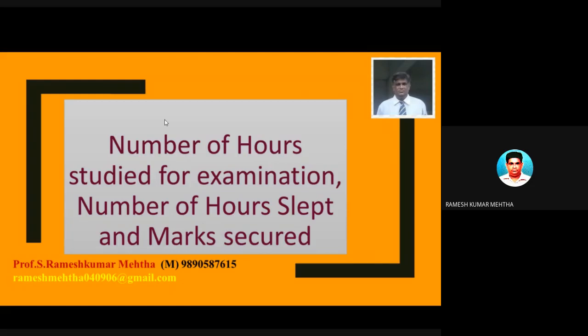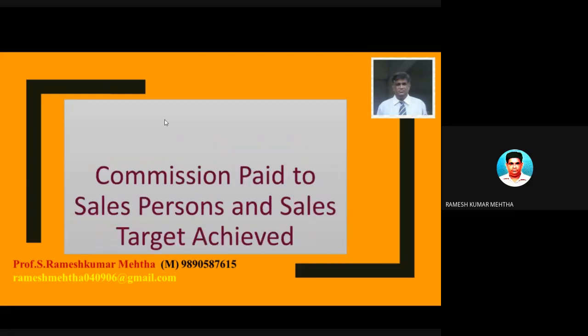So a change in one particular variable is going to cause a change in the other variable. One is the dependent variable and one is the independent variable. We are going to experiment on the independent variable, and because of this experimentation we will find out what is happening to the dependent variable. So commission, another example.